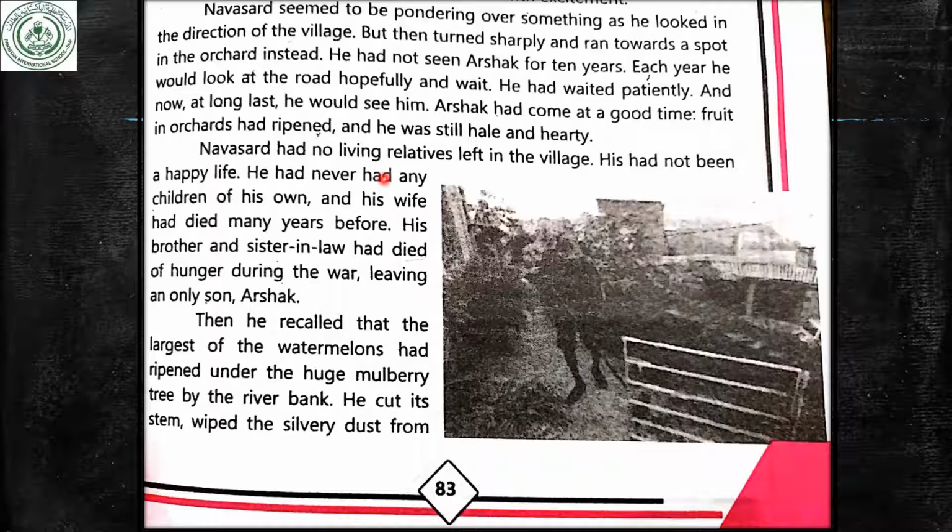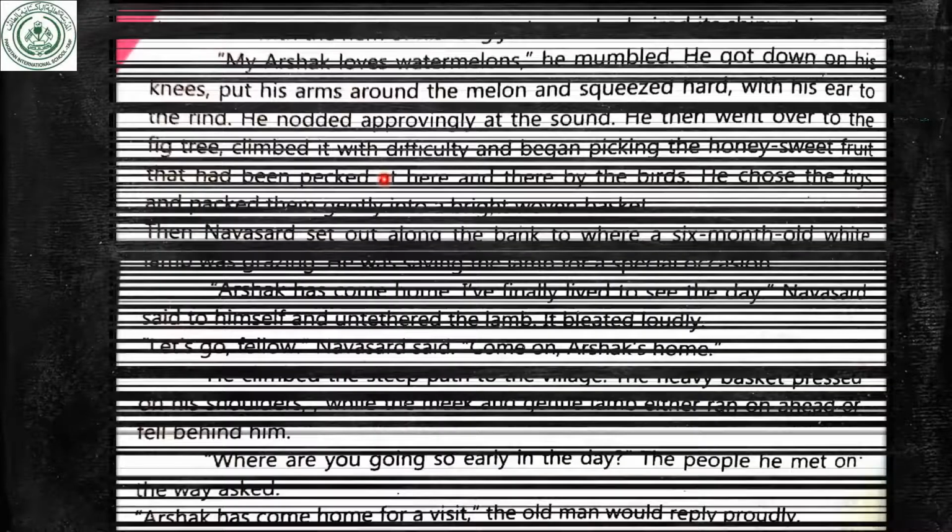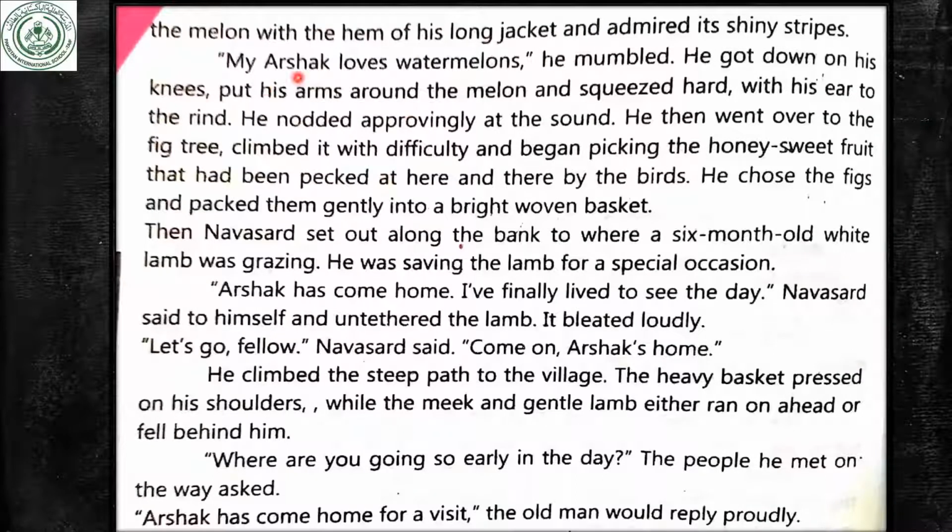So in the river, he cut its stem and wiped the silvery dust from the watermelon. Arshak loves watermelon. So now he cut the watermelon for Arshak, who loves watermelons. He mumbled, he got down and mumbled, which means he just said it in his mind or in a low voice.